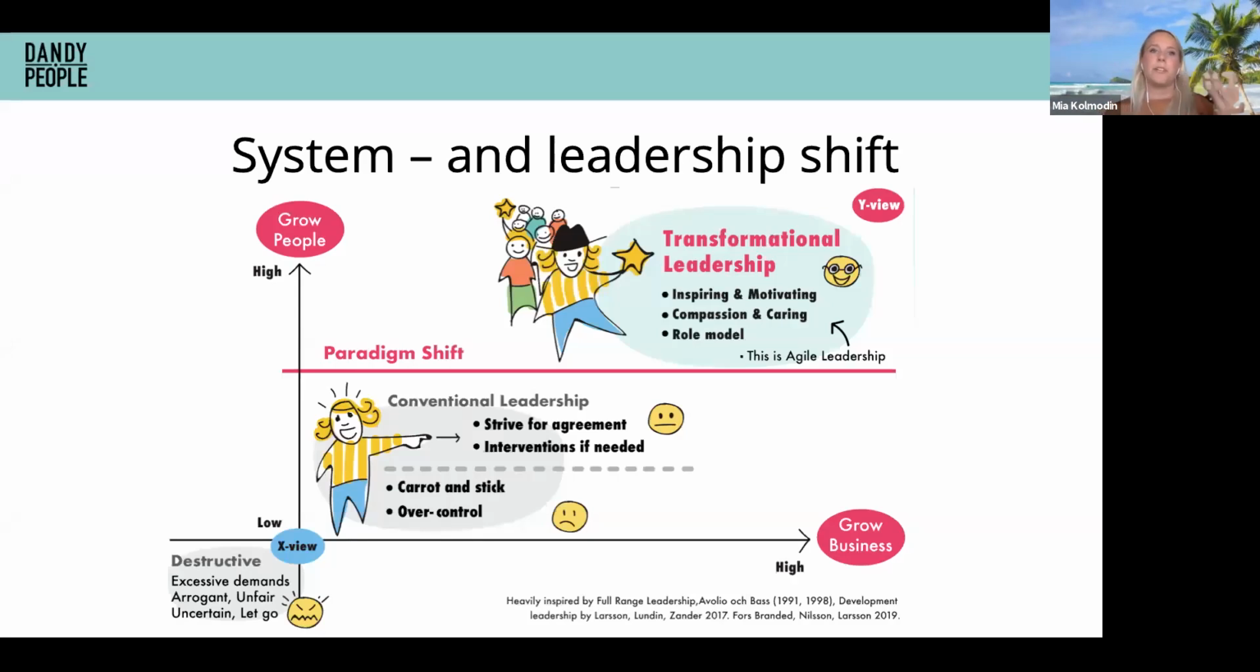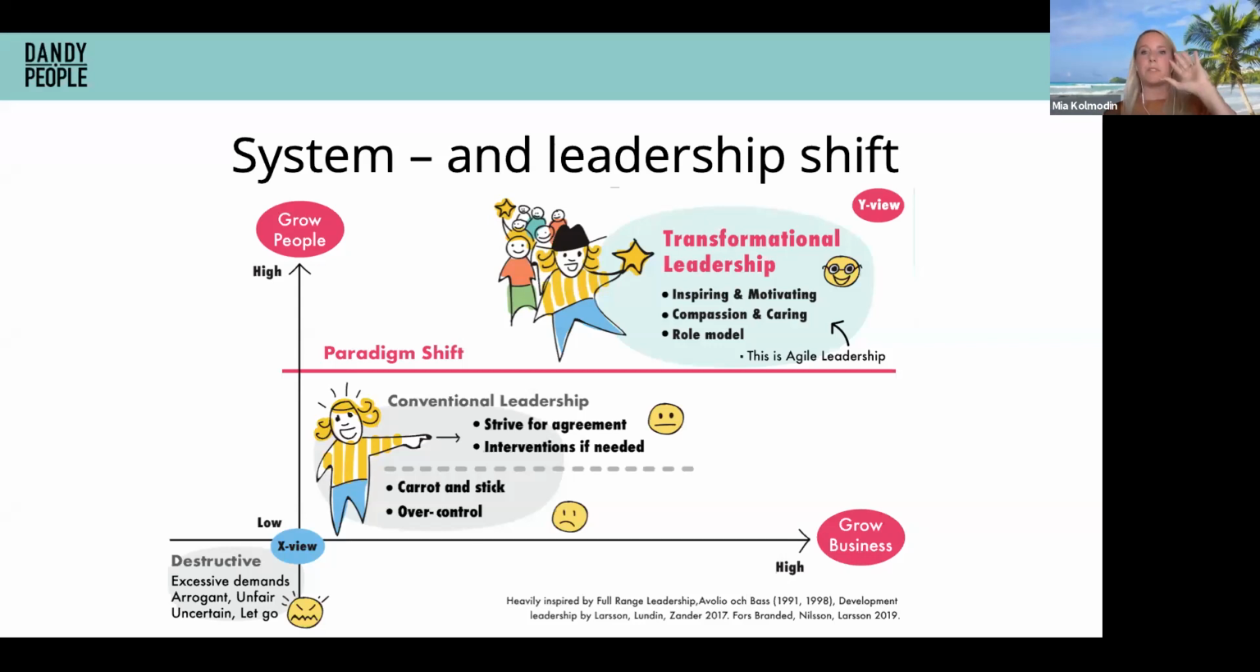So we need to create a system and have a leadership shift, so we are able to deliver on this and grow the business, as we see on this horizontal axis, and grow the people. By doing this, we can make things work better also in the future. So having transformational leadership and moving up in this graph is what we need to do.